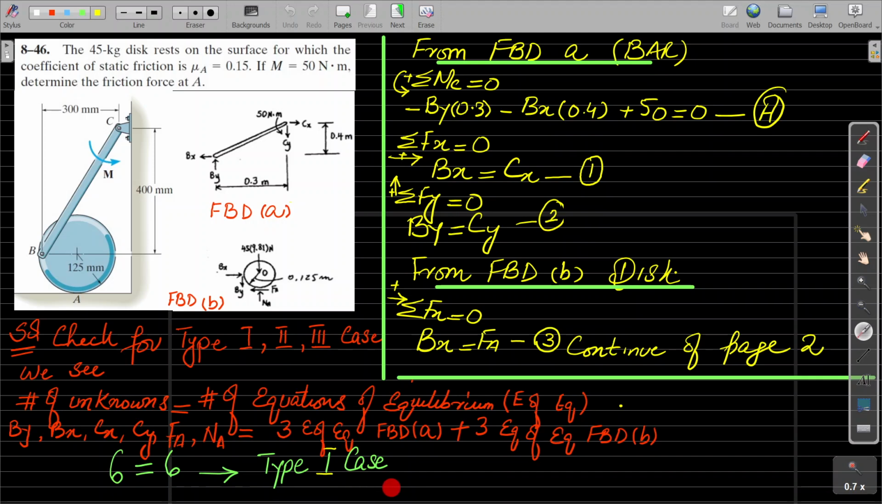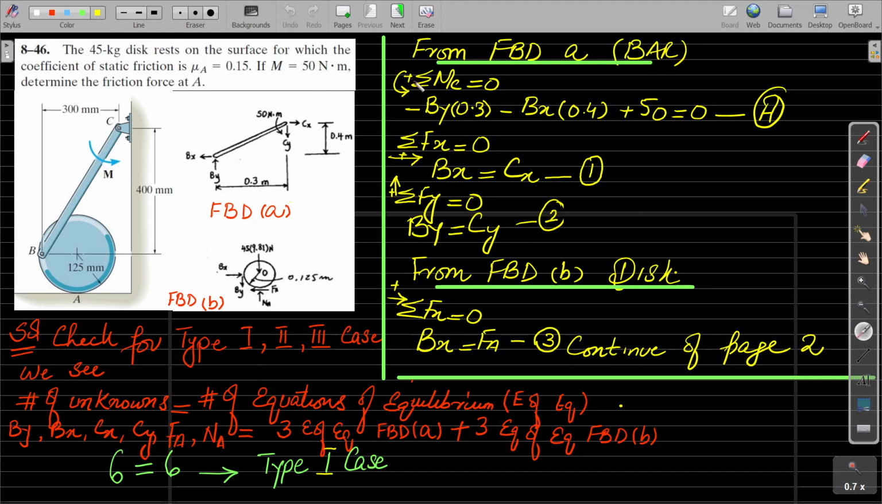If you have not understood what type 1, type 2, and type 3 problems are, refer to my friction playlist and see the type 1, type 2 and type 3 case problems for friction, and how to decide whether it is a type 1, type 2, or type 3 problem.